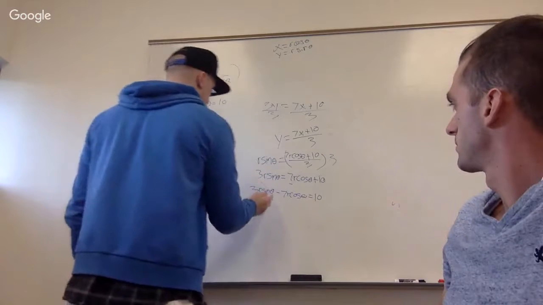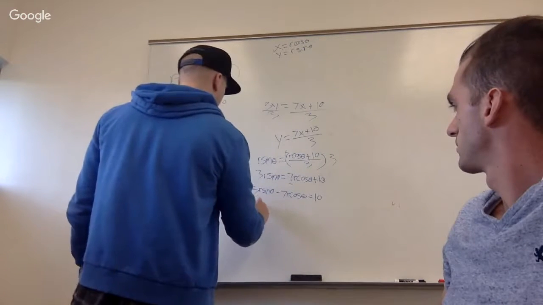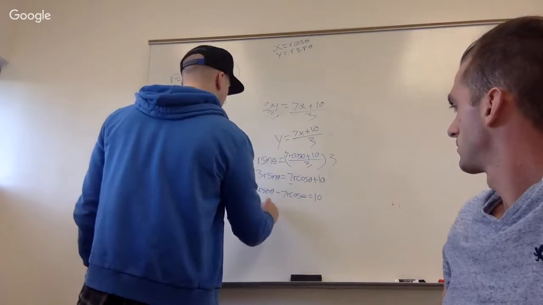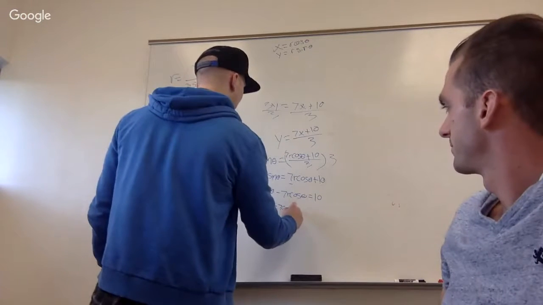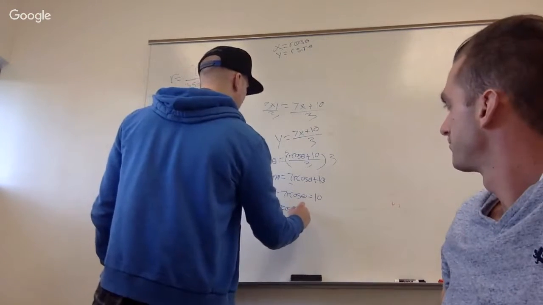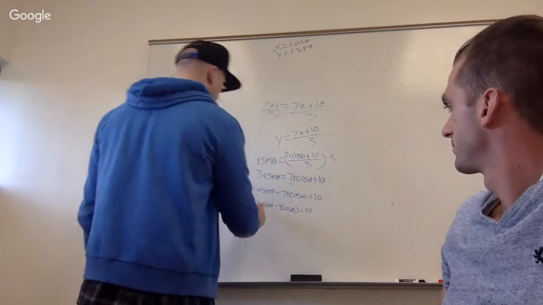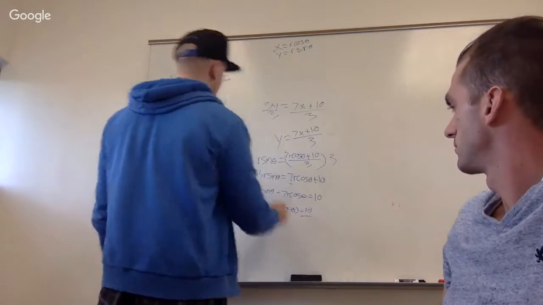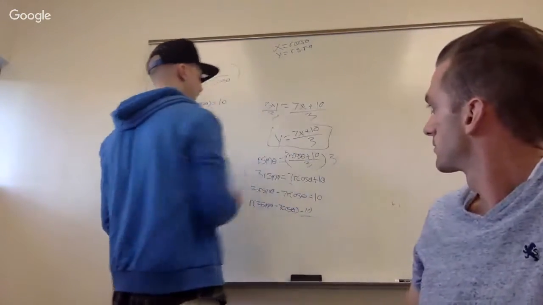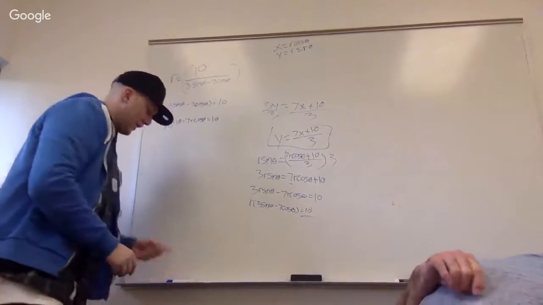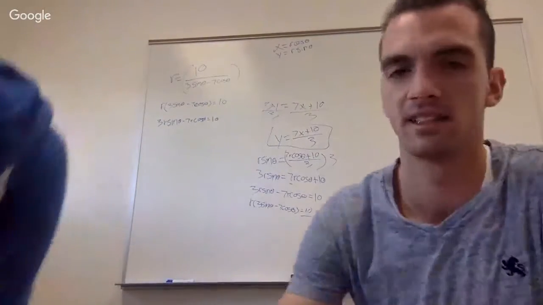So we can factor out an r, so r times 3 sine minus 7 cosine. Yeah, I think we got it. Equals 10. And then to get rid of this, we divide, and that's all over it. Got it. So that's the equation, right? So, you guys end up with?